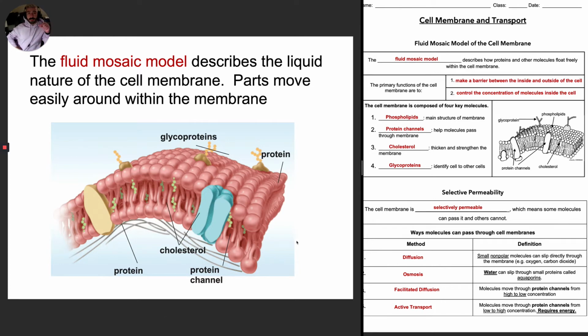The cell membrane is described with what we call the fluid mosaic model. The fluid mosaic model describes the liquid nature of the cell membrane and how parts move around easily within it. Fluid refers to constantly in motion, or the flow of something. A stream flows, it's in motion.